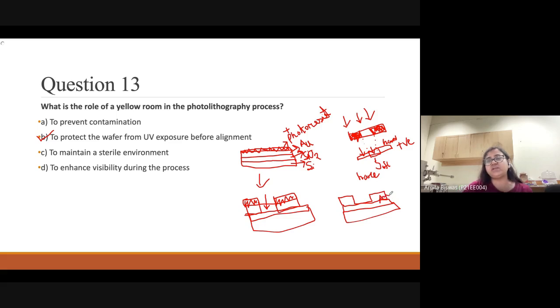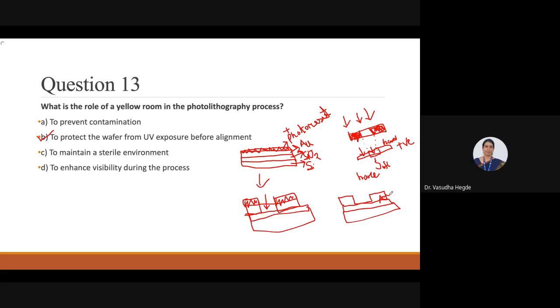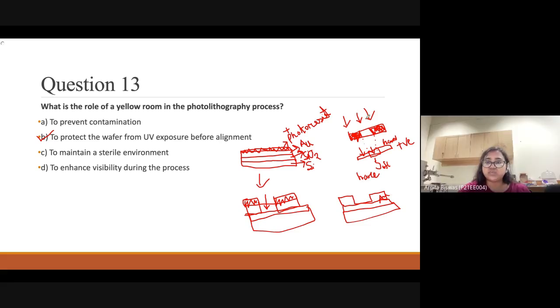So what happened for negative photoresist? Now tell me. The opposite. This means for the negative photoresist, the exposed portion becomes harder, and the portion which is covered becomes softer. So only the harder portion, the middle portion, will remain, and the other portion will etch out.